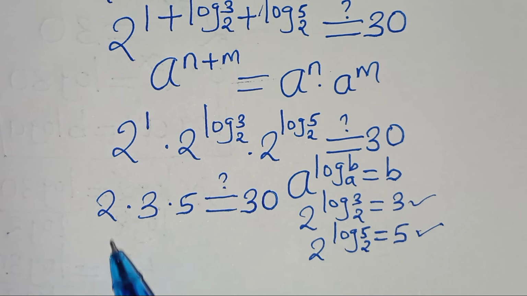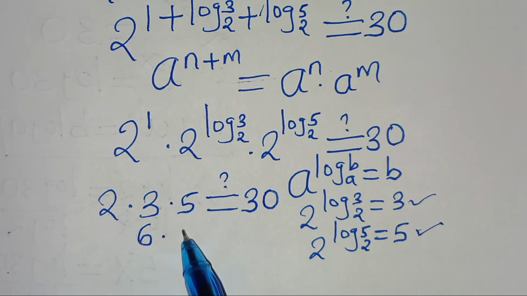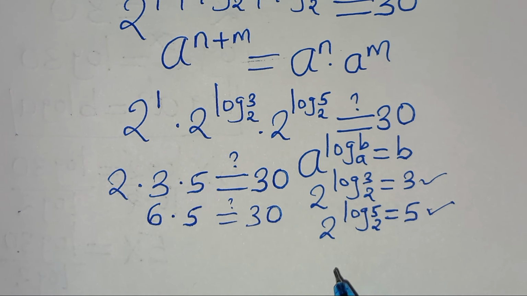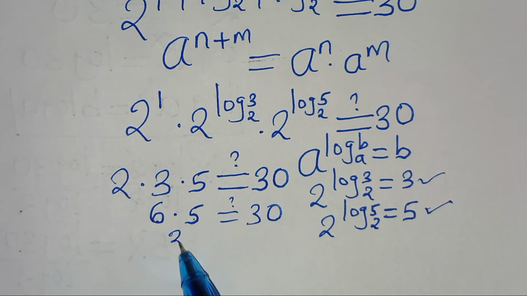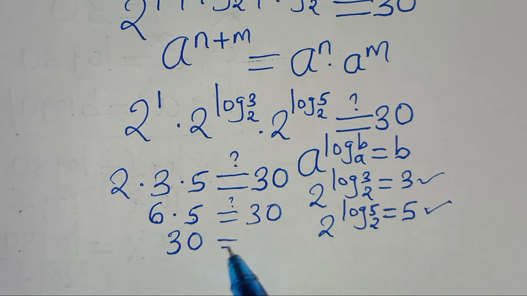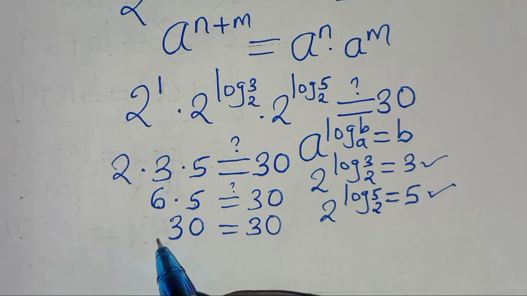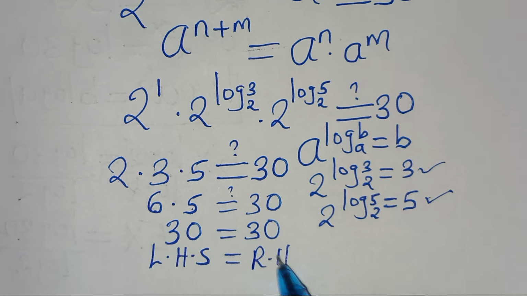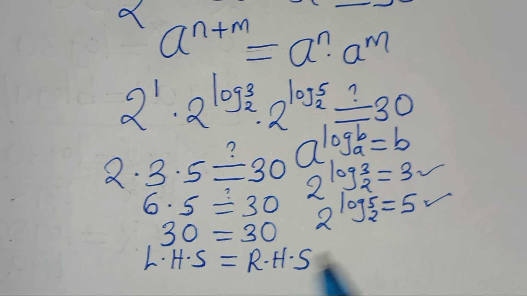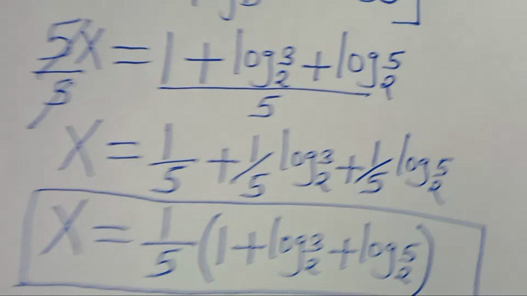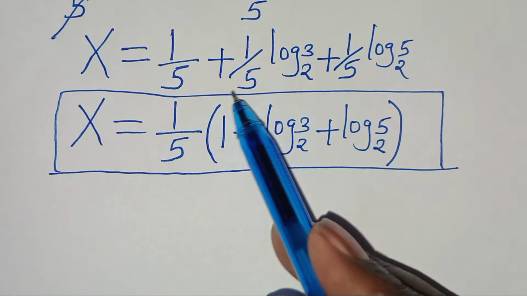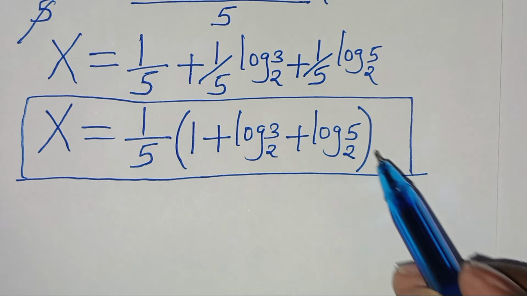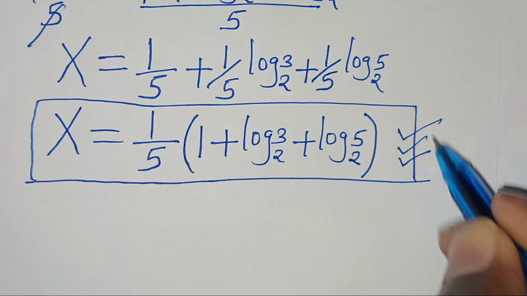So this means that 2 times 3 is equal to 6 times 5. This is supposed to give us a value of 30. So we have 6 times 5, this is equal to 30, and this is equal to 30. So we have that the left hand side is equal to the right hand side. And this proves that the value of x here, which is equal to 1 over 5 in the parentheses 1 plus log 3 to base 2 plus log 5 to base 2, actually satisfies the equation.